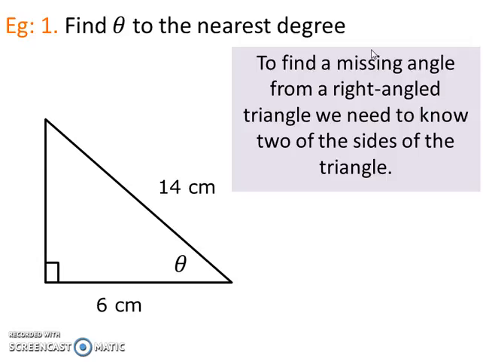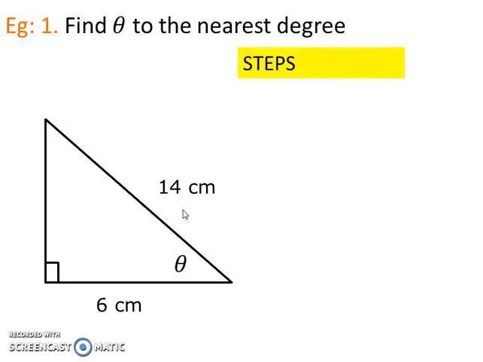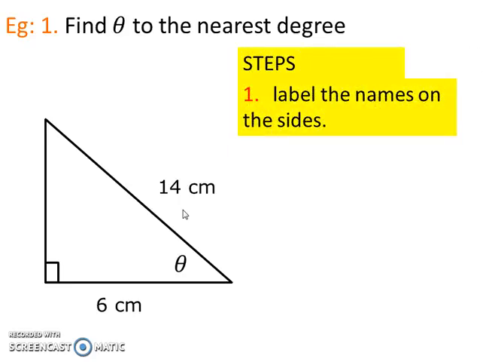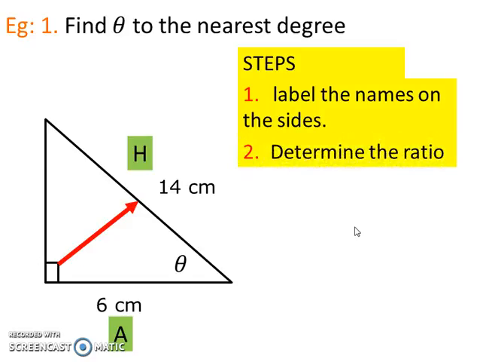To find a missing angle from a right-angled triangle, we need to know which two sides of the triangle we're given, so we can work out our ratio. So steps. Number 1, we need to label the names of the sides. So what have we got here? We have got the hypotenuse side, and we also have the side next to the angle, which is our adjacent side. So once we've worked out those, we can go to step 2 and determine what ratio has those sides. So the adjacent and hypotenuse goes with cos.